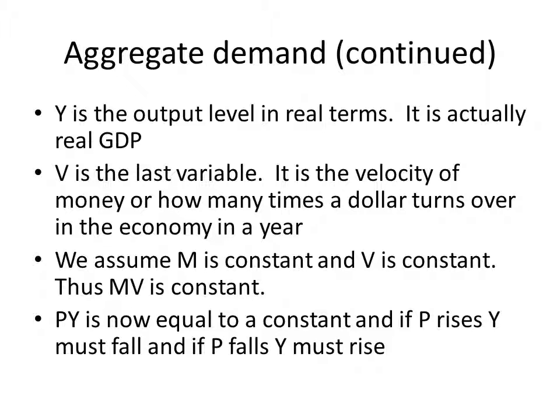We're now going to assume that M is constant and V is constant. That's pretty simple, therefore, because then M times V is a constant, and so the left-hand side is just a number, say 100. Now that makes it pretty easy to understand why P and Y are related in the way they are. PY is now equal to a constant, and if P rises, Y must fall, and if P falls, Y must rise.